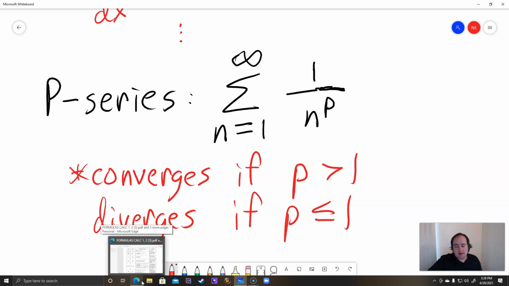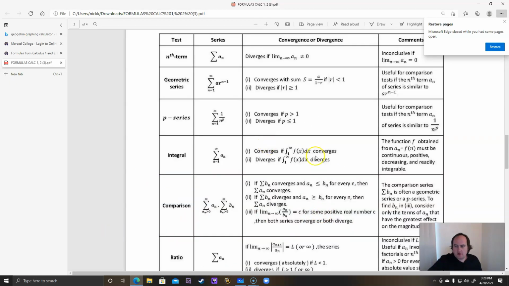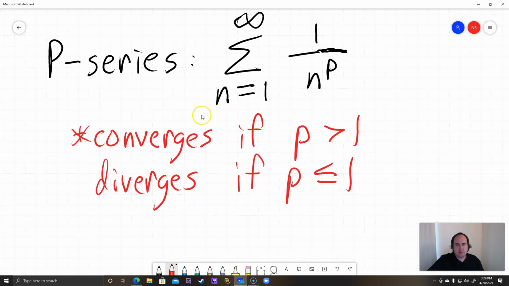And if you forget these, like I have been doing, just look on your formula sheet. This is on the 3rd page under P-series. It converges if your exponent p is greater than 1, and it diverges if your exponent p is less than or equal to 1. Okay, so I wanted to do a quick example of p-series. Even though they're very easy, they're very helpful. So basically, you're just looking at your exponent. If it's bigger than 1, it converges. If it's less than or equal to 1, it diverges.